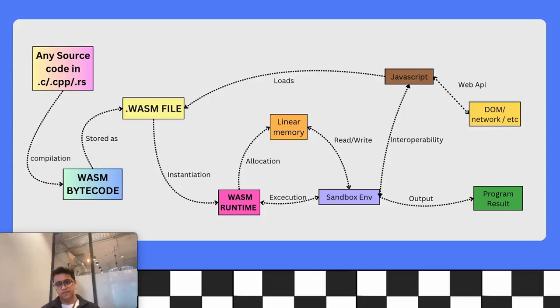So what does it mean? It ensures that the code directly can't access the host system beyond its allocated resources. So this is one of the most important things.